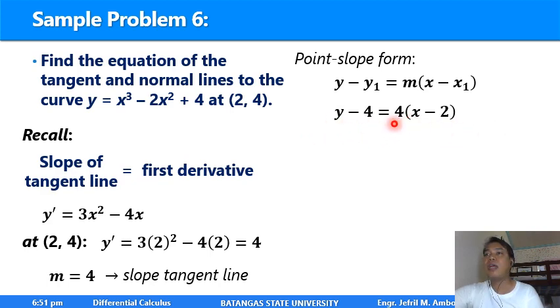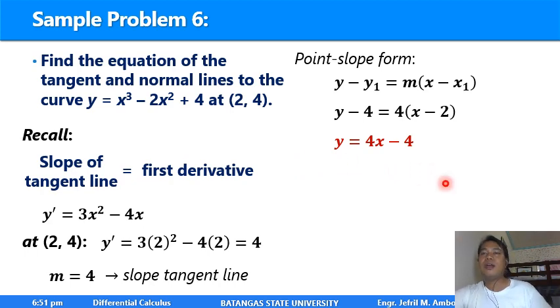Madali lang naman: 4 times x, 4x. 4 times negative 2, negative 8. So negative 8, ito magiging positive pag nilipat mo doon. Negative 8 plus 4 is negative 4. So magiging y equals 4x minus 4. So ito na po ngayon yung equation ng tangent line mo. Okay? Dali lang. Next, how about the normal line?